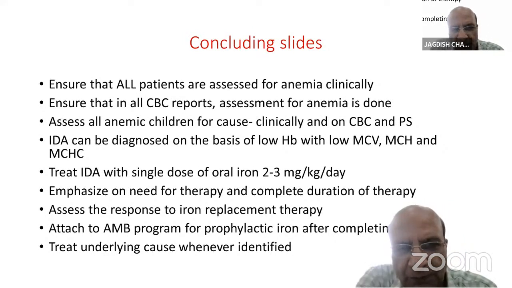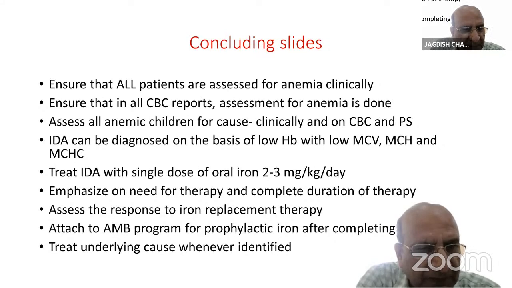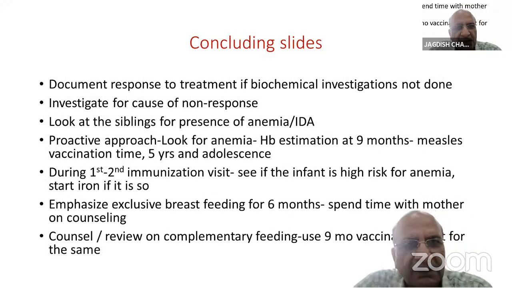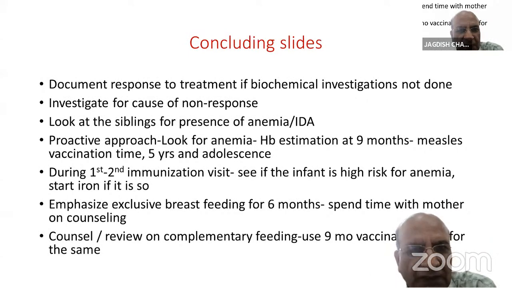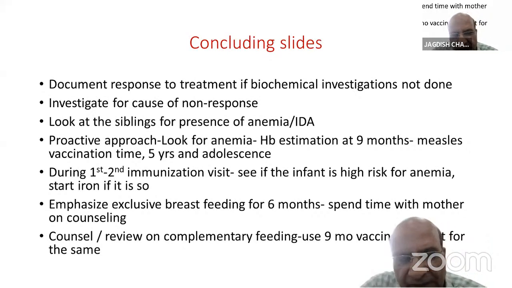Attach to Anemia Mukt Bharat program for prophylactic iron after completing the treatment. Treat the underlying cause if it has been identified. Document response, investigate for cause of non-response, look at the siblings for the presence of anemia. Proactive approach, that is looking for anemia at 9 months. During first and second immunization visit, check if the child was high risk and needed iron supplementation and was it started or not. Emphasize exclusive breastfeeding and counsel and review on complementary feeding at the time of 9 months vaccination visit. So I think that's the last slide.